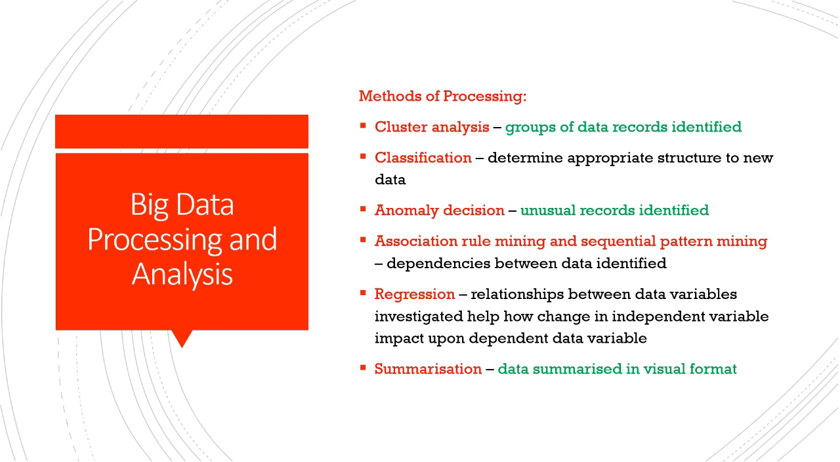You can use classification, which is determining the appropriate structure for the new data. You can use anomaly detection, which is basically pointing out which ones are unusual, which are anomalies here. Therefore, it might, for example, be used in medicine quite often. You use association rule mining and sequential pattern mining, where dependencies between the data will be identified.